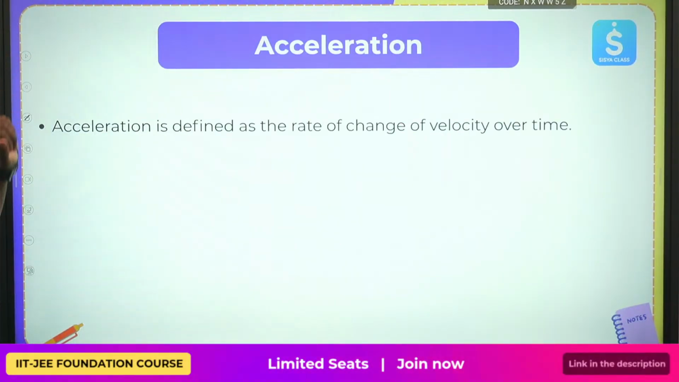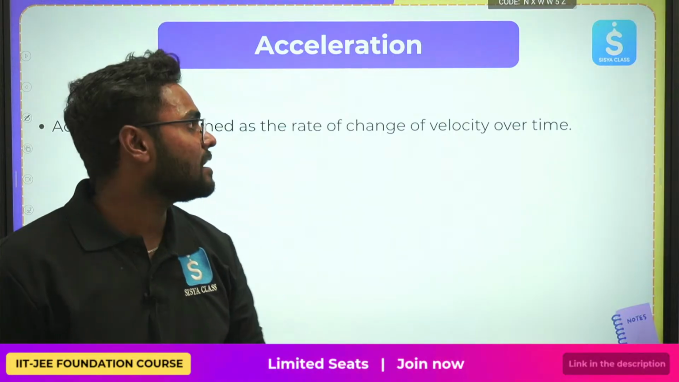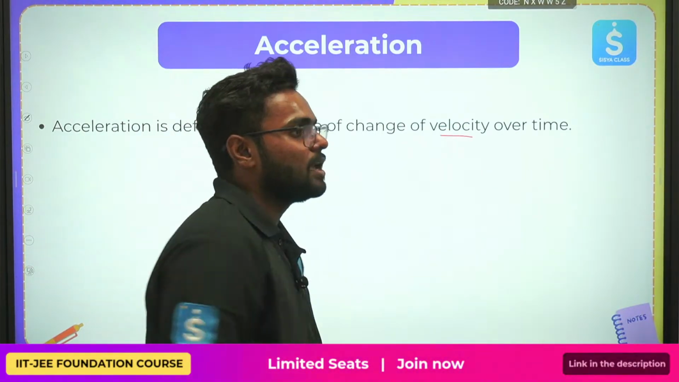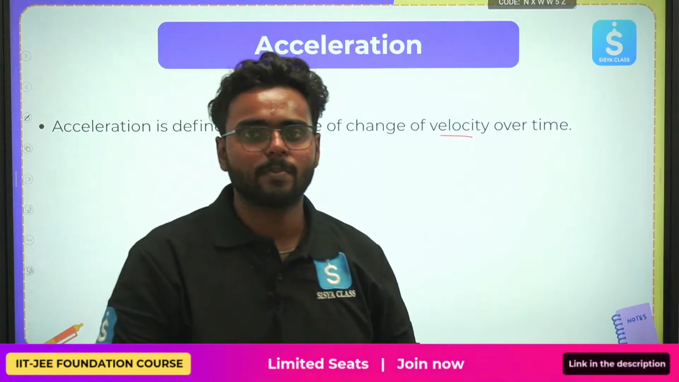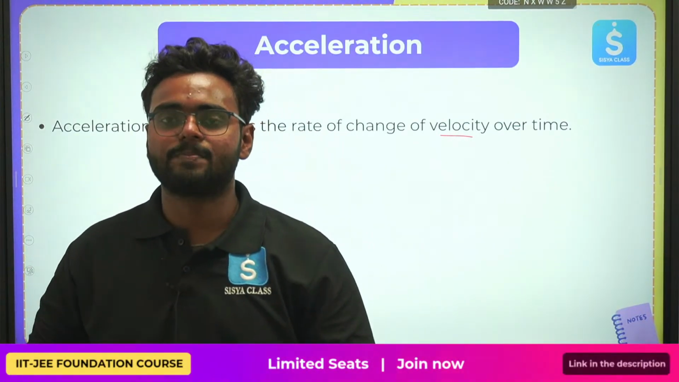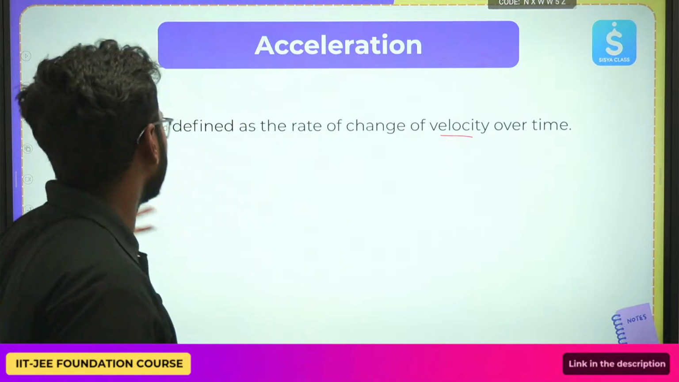Got it. Chalo. Now let's see what acceleration is. Acceleration is nothing but the rate of change of velocity. If your speed is changing, you are going at some 20 kilometers per hour and now you are trying to increase the speed, that increase in speed is called acceleration. It's represented by A.